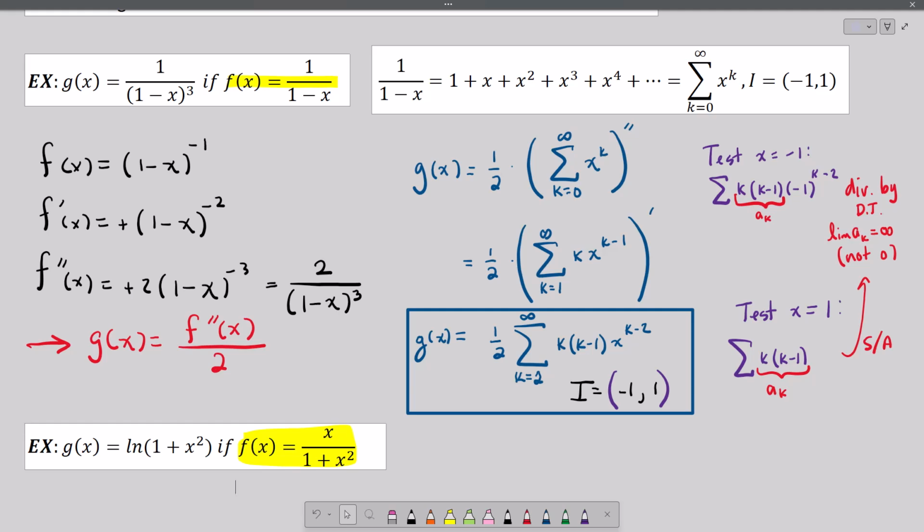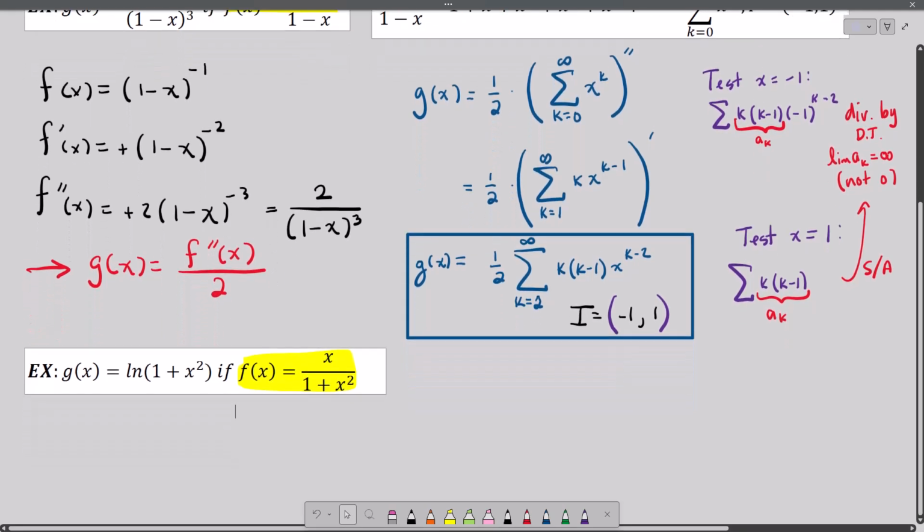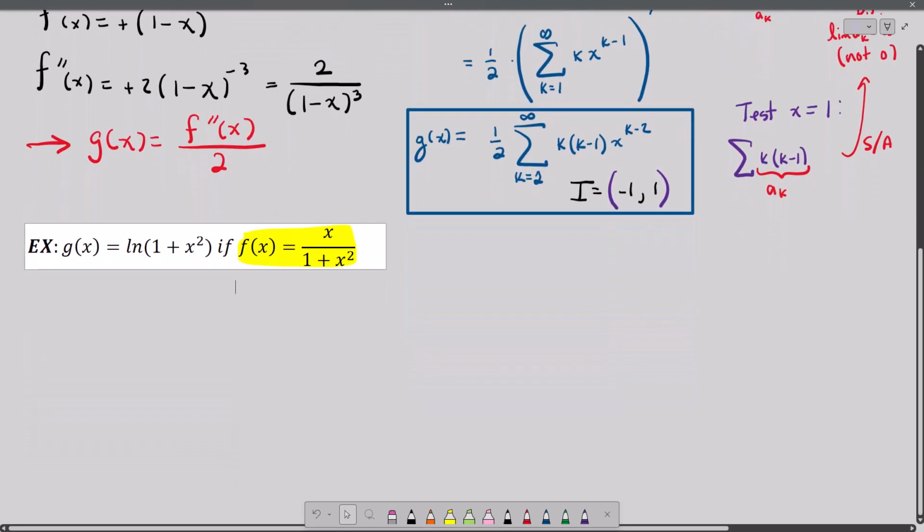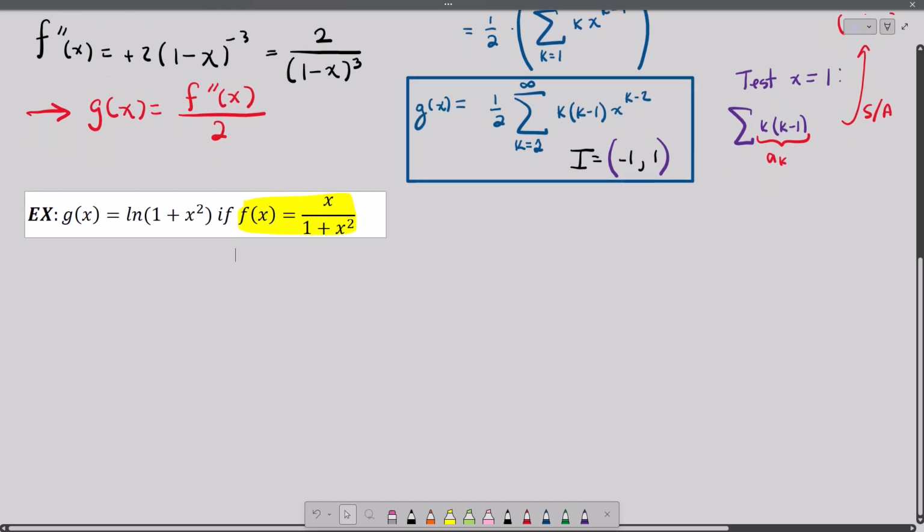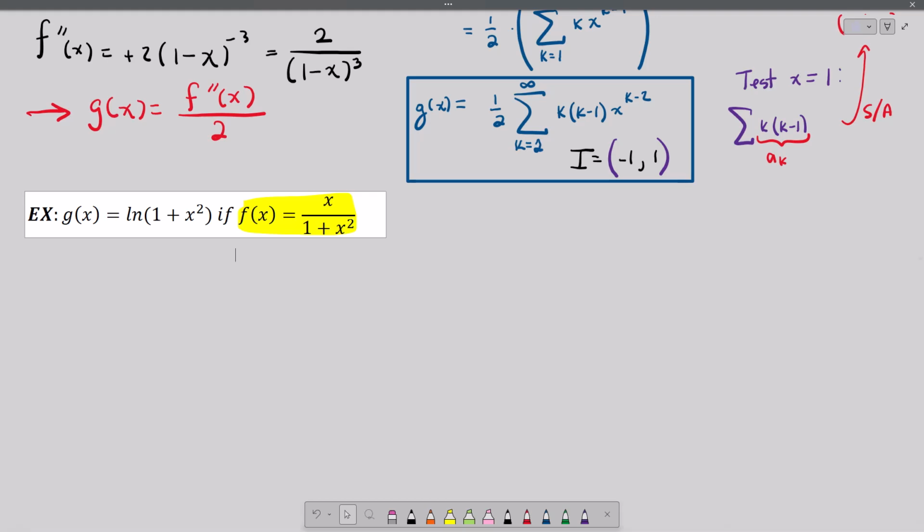So if we have the power series for this function f up here, we can replace the x with negative x squared. We can multiply by x, and we'll have the power series for f. So we'll do that part on Thursday. But let's see if we can figure out what our template's going to be. How do we get to g from f? Integrate or differentiate? Integrate. All right, let's see what happens.